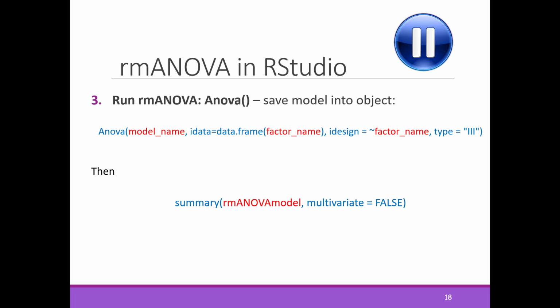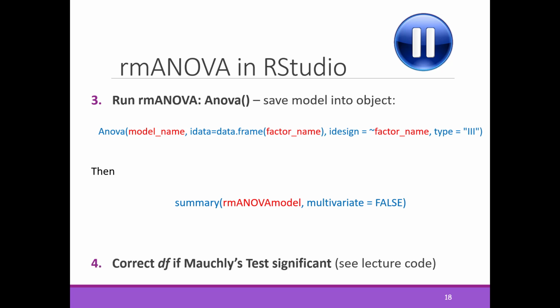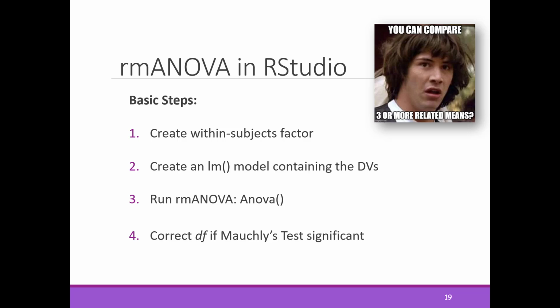don't need. In that output, you will see the Mauchly's test. And so if you get a significant result for the Mauchly's test, then you'd want to correct the degrees of freedom in the way that we talked about. So choose your epsilon and then multiply epsilon and degrees of freedom. And so you will have lecture code as a way to get that done. So here are the basic steps.